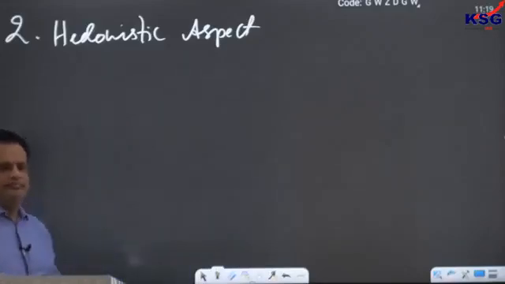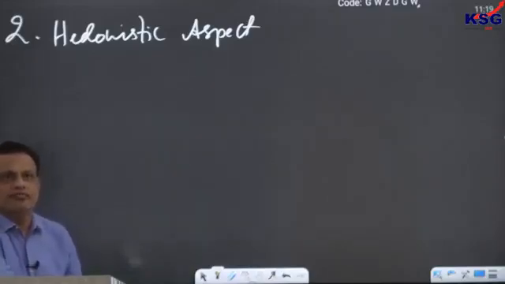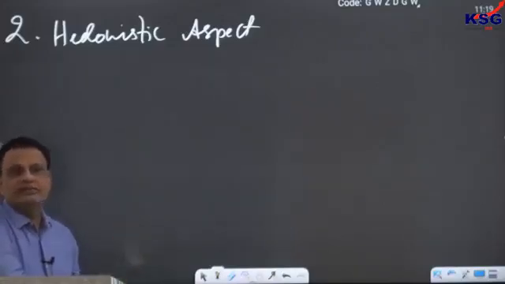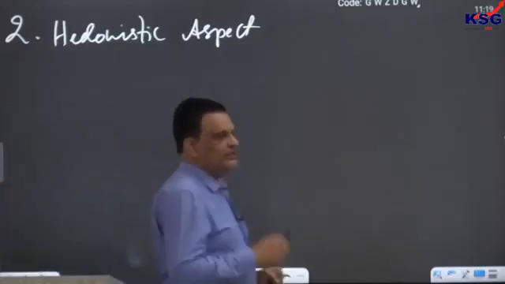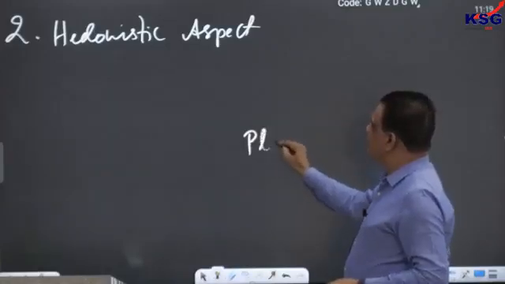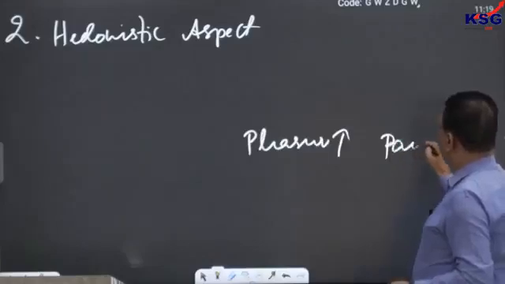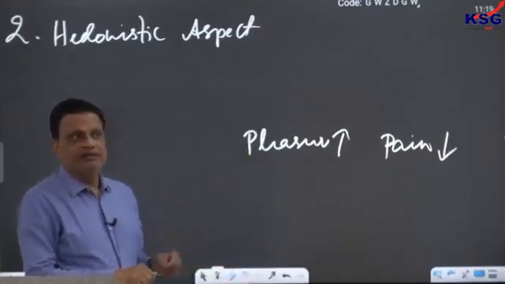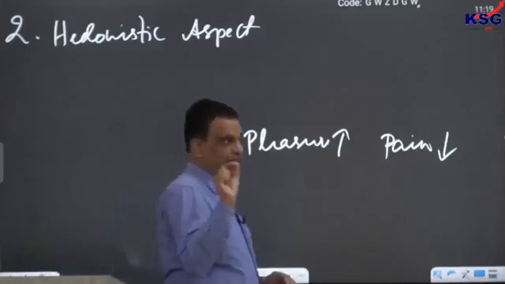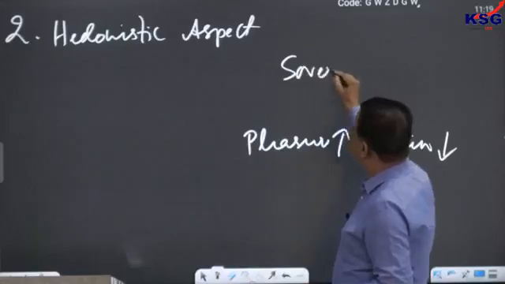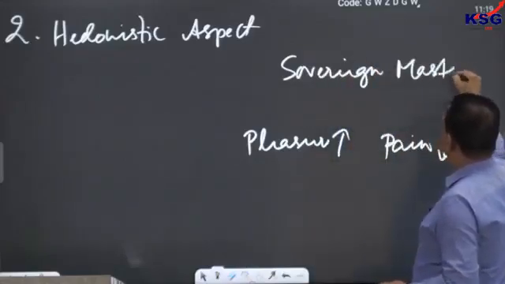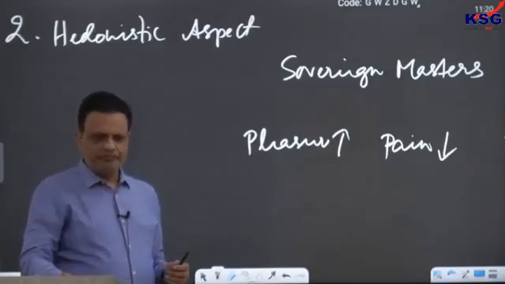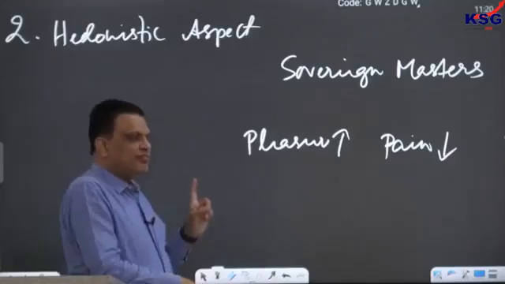According to Bentham, every person always wants to have maximum pleasure and minimum pain. Pleasure and pain are our sovereign masters.